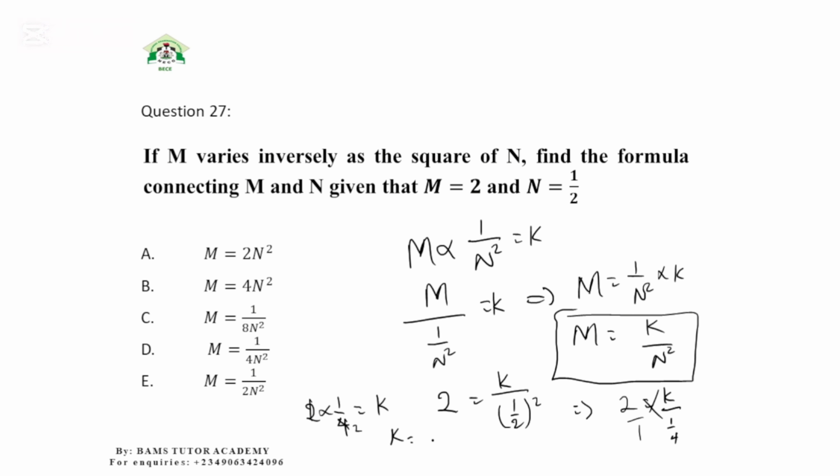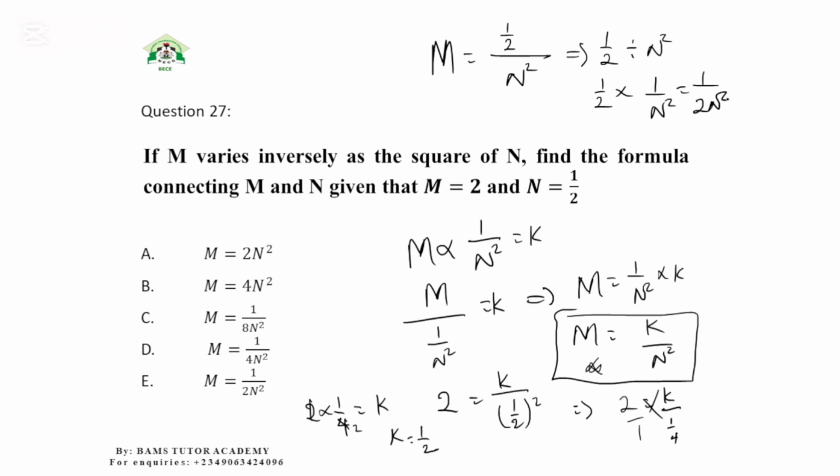So k itself is 1 over 2. Substituting that into this relationship, capital M is equal to, what is k? 1 over 2 over N squared. And don't forget, this is the same thing as writing 1 over 2 divided by N squared, which is the same as writing 1 over 2 times 1 over N squared, which is the same as saying 1 over 2n squared. So M is equal to 1 over 2n squared, which is option E. Very easy, right?